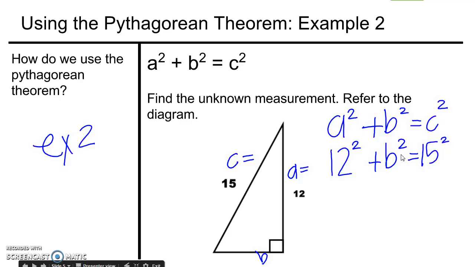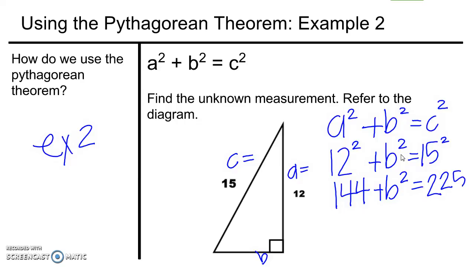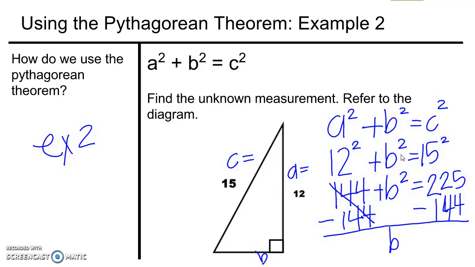All right, now we need to work out our exponent. 12 squared, that's 12 times 12 is 144. Don't know what B squared is. 15 times 15, that's 225. Next I'm going to subtract 144 on both sides, just like I'm solving an equation. Those cancel. B squared equals 225 minus 144.